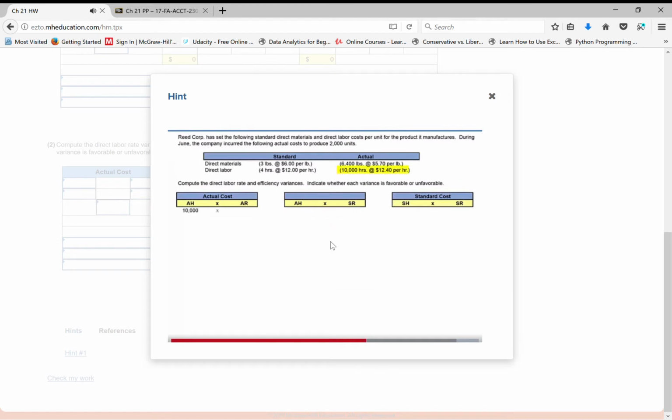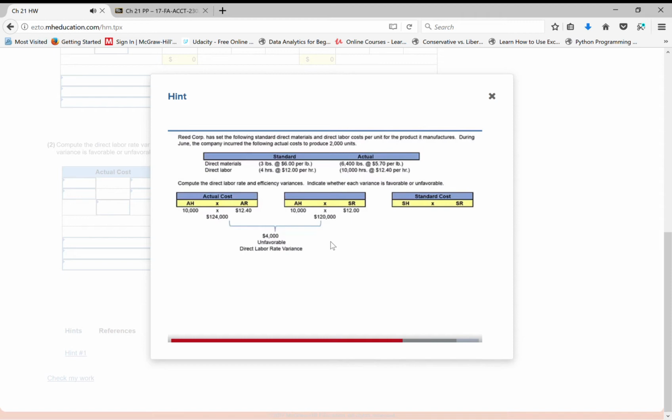10,000 actual hours used at an actual rate of $12.40 per hour is a total actual cost of direct labor of $124,000. Had the 10,000 hours been acquired at the standard rate of $12 per hour, the total cost would have been $120,000. The difference between the actual hours at the actual rate and the actual hours at the standard rate is a $4,000 direct labor rate variance.